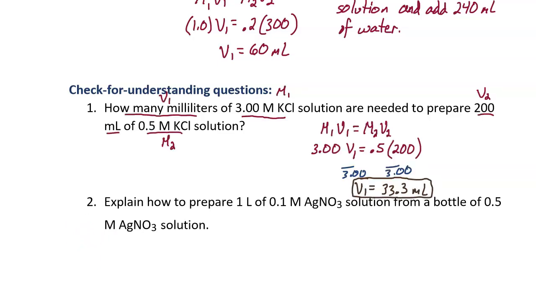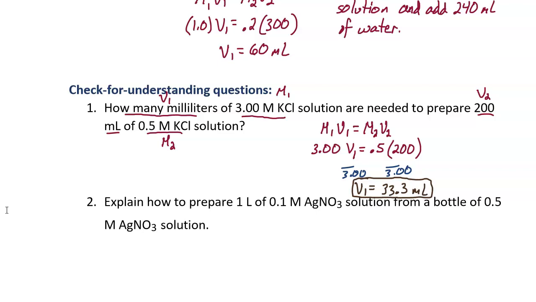Here's the solution to problem 1. How many milliliters of 3 molar potassium chloride solution are needed to prepare 200 milliliters of 0.5 molar potassium chloride solution? When it asks us how many milliliters are needed, that's volume number 1. The 3.0 molar is molarity number 1. Now we're trying to prepare a new solution, so this number is V2, and this new molarity is M2.